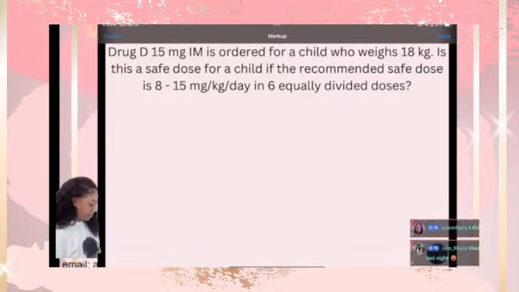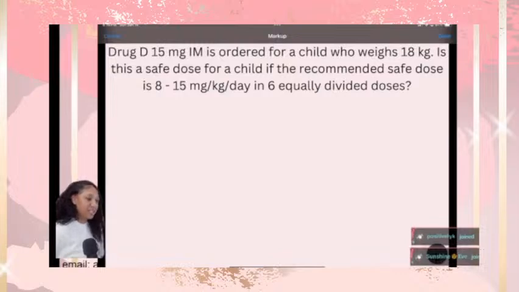15 milligrams IM is ordered for a child who weighs 18 kilograms. All right, so is this a safe dose for a child if the recommended safe dose is 8 to 15 milligrams per kilogram per day in 6 equally divided doses?